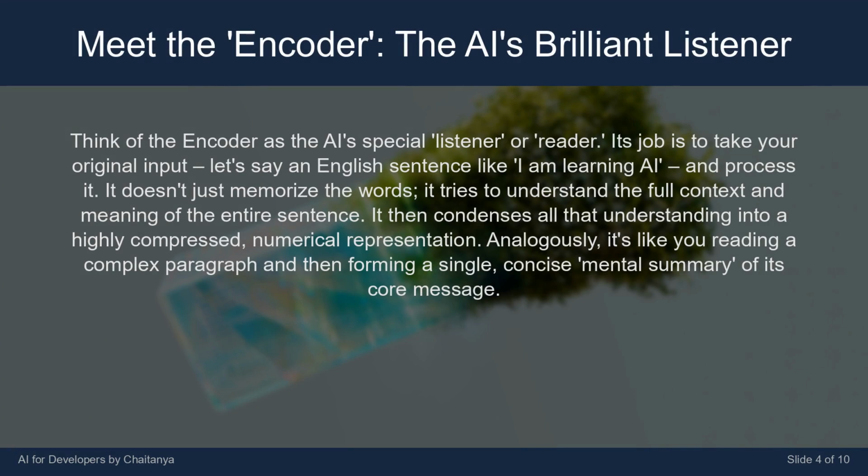Think of the encoder as the AI's special listener or reader. Its job is to take your original input, let's say an English sentence like, "I am learning AI," and process it. It doesn't just memorize the words. It tries to understand the full context and meaning of the entire sentence. It then condenses all that understanding into a highly compressed, numerical representation. Analogously, it's like you reading a complex paragraph and then forming a single, concise, mental summary of its core message.